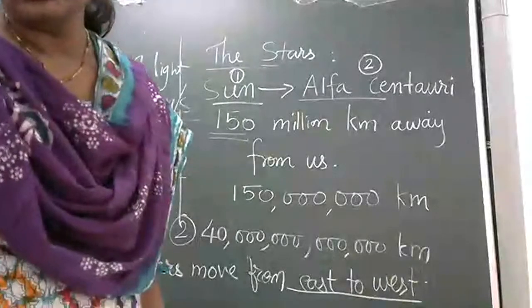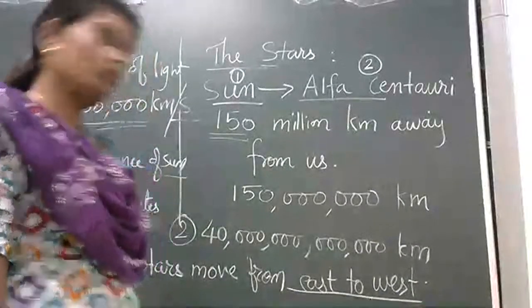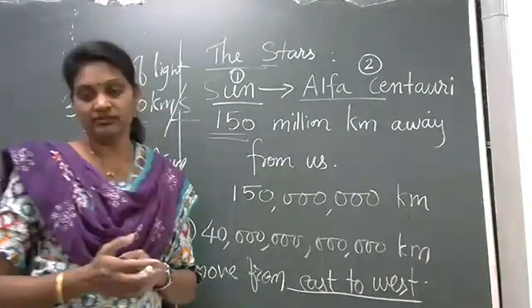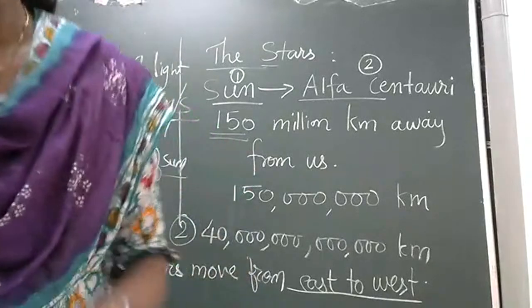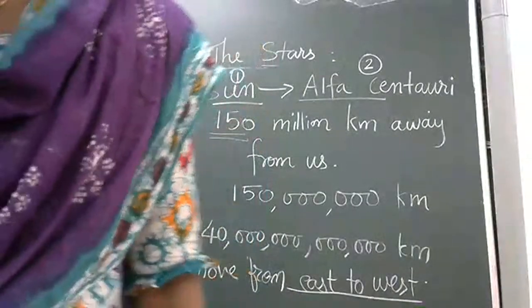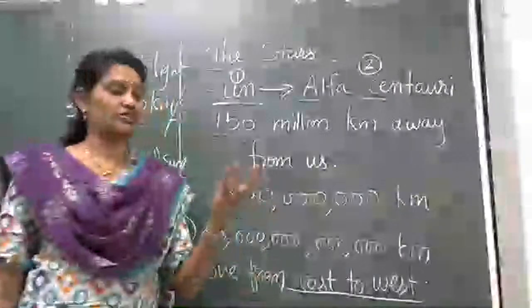So you will find that the stars appear to move from east to west. The stars which rise in the east in the evening set in the west in the early morning. So why do they appear to move from east to west? What is the reason, students? Because our earth is moving, our earth is rotating. So this part, have you understood, students? First about the moon, the surface of the moon, then about the stars.